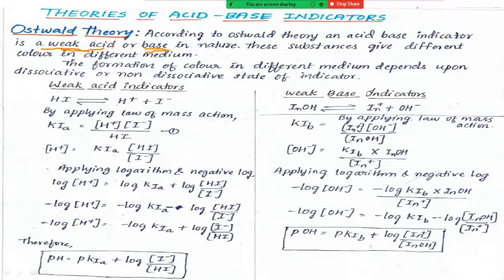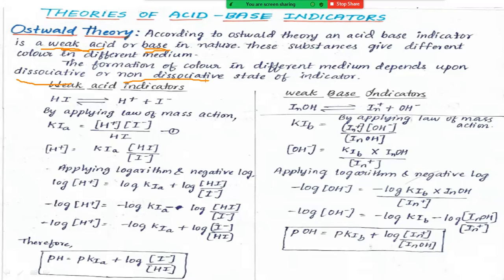Okay. So here Ostwald theory explains the dissociative property of weak acid and weak base indicators, right? That means the weak acid or weak base indicators work based on dissociative or non-dissociative property. Sometimes indicators will be dissociated at particular pH values, and sometimes indicators will be very stable at particular pH values. So the dissociative property is very important to explain this Ostwald theory.